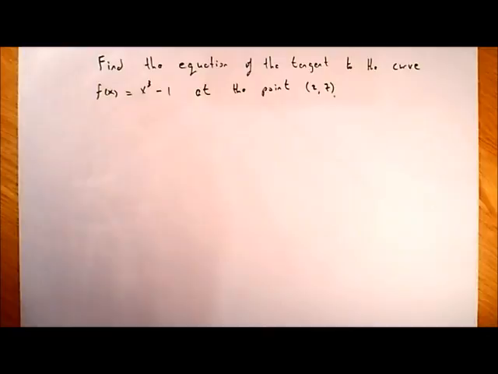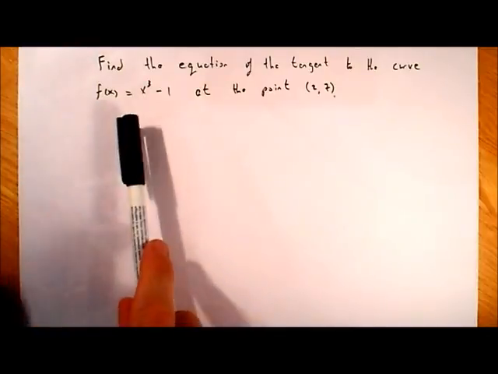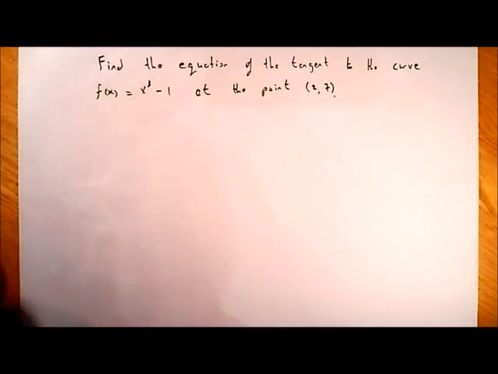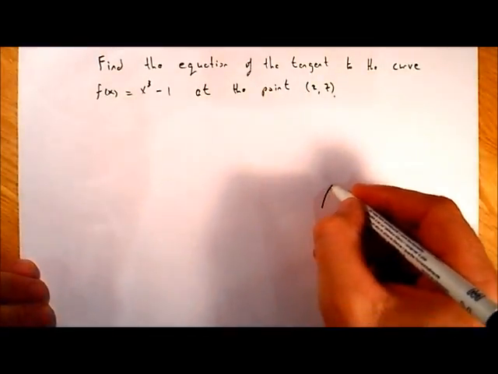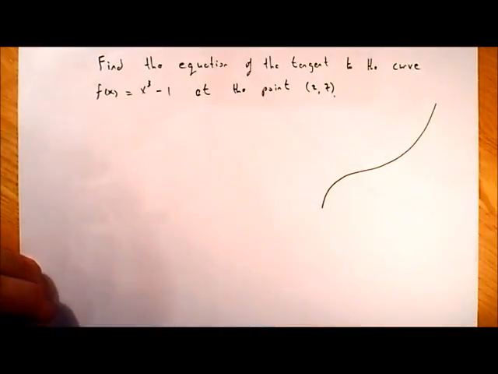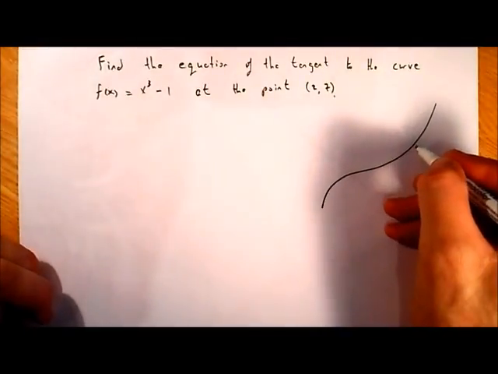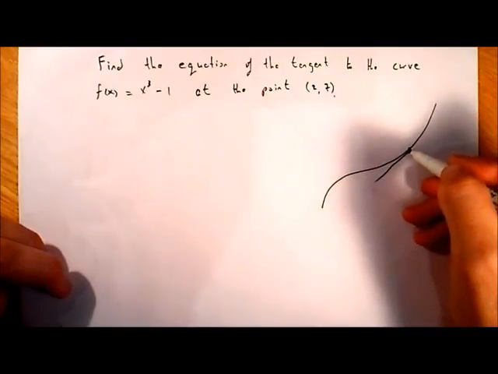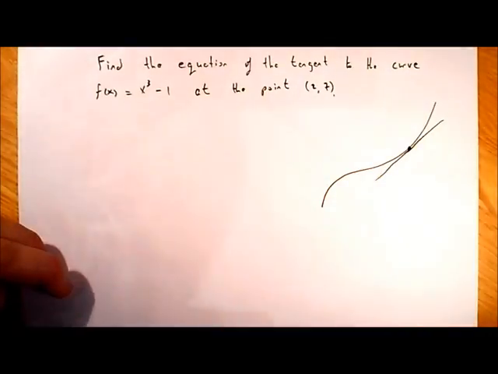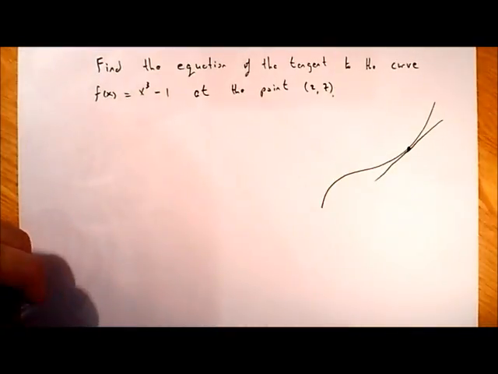Okay, let's picture what's going on first of all. So we've got this curve x cubed minus 1, and the curve is going to look something like this. If we go to the point 2, 7, let's say the point 2, 7 is here. At the point 2, 7, there's a tangent line. Here it is, let's draw it in. A tangent line, if you remember, touches the curve in one place only. So there's the tangent line at the point 2, 7, and we have to find the equation of that line.